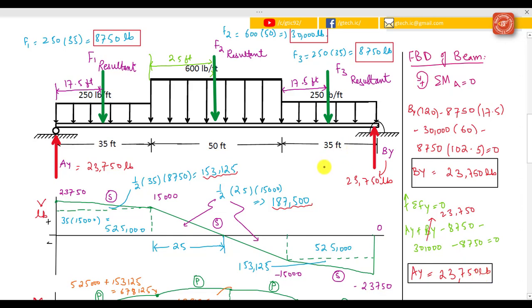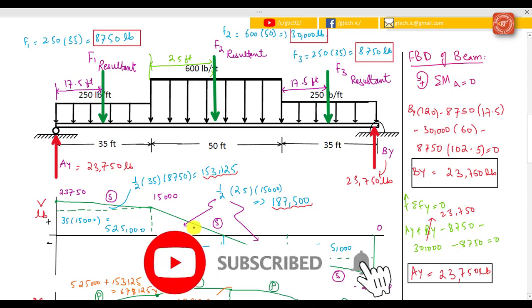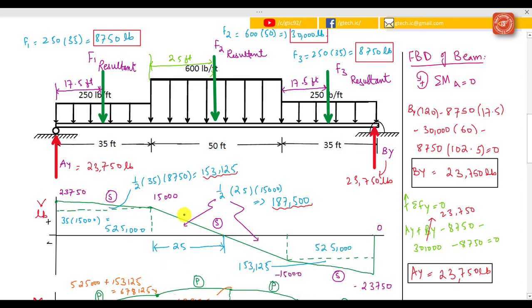Then after calculating all these reaction and resultant forces, draw its shear force diagram, or SFD. So here you can see the reaction force is moving upward, so it's positive in direction, and the force is 23,750 pounds, so this is our starting point.